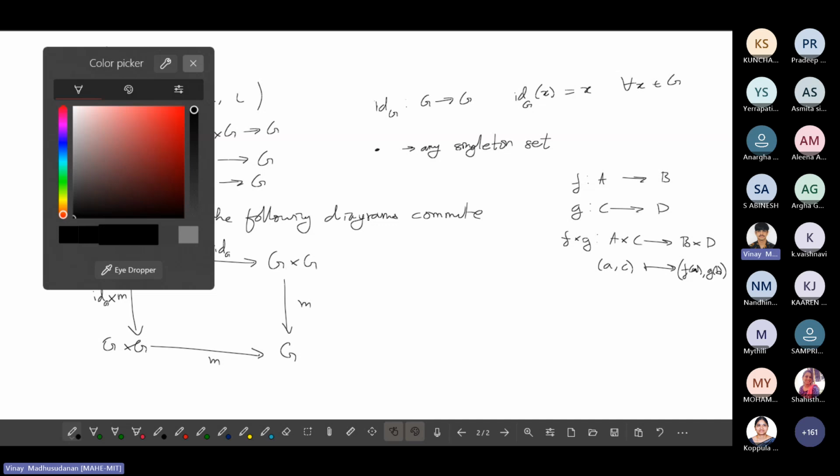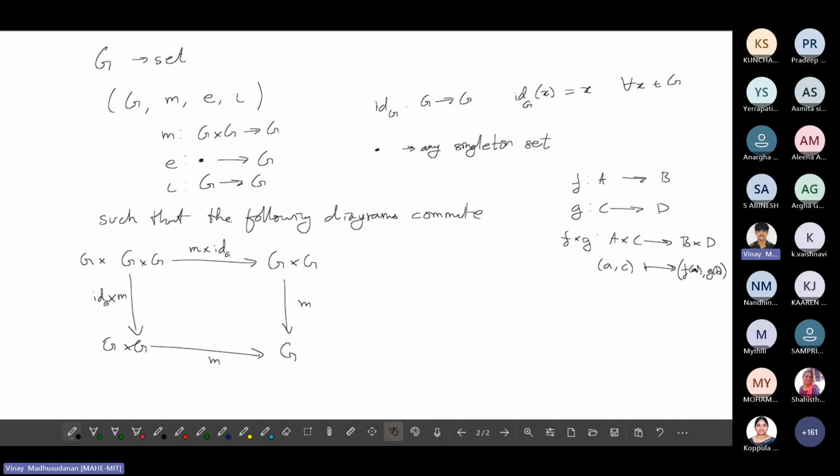So in this case, what is M cross ID_G? Here you have the Cartesian product of three sets, correct? G cross G cross G. So what is M cross ID_G? What is the signature of M? G cross G to G. So when you consider this as a set, M is a function from G cross G to G.